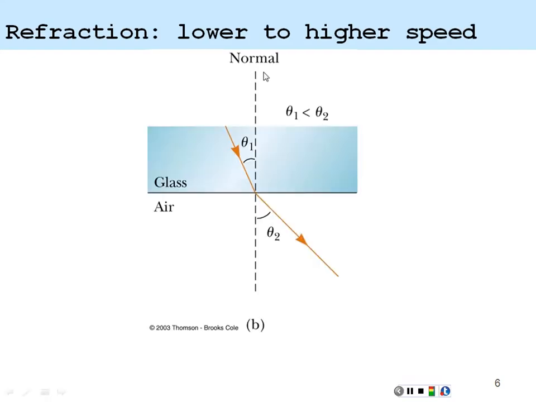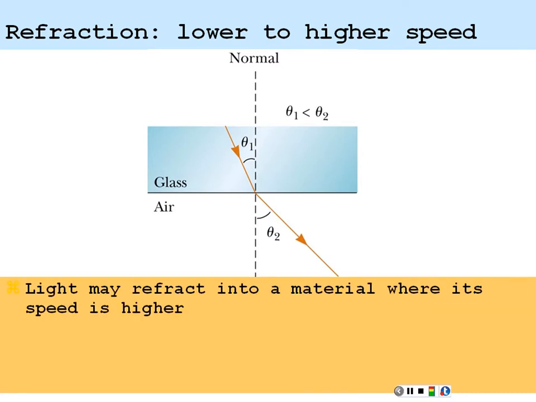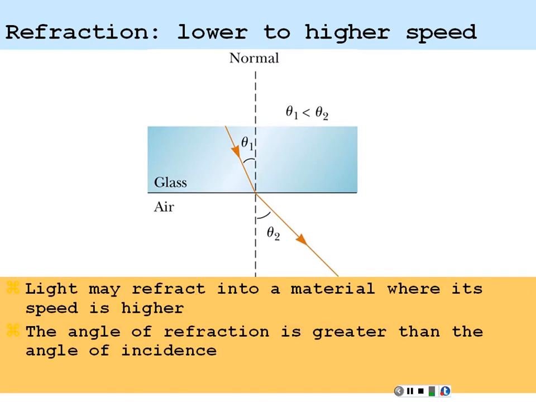We could also go from a medium where light is traveling slower to a medium where it's traveling faster, and in this case it will refract away from the normal so that the angle of refraction will be greater than the angle of incidence. In this case, the ray bends away from the normal, being that perpendicular line to the interface between the two media.